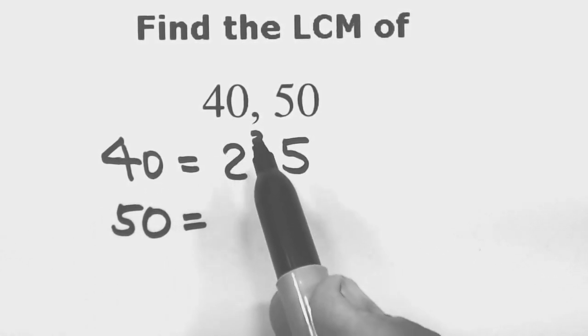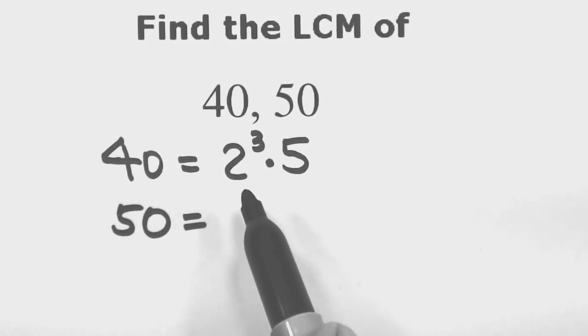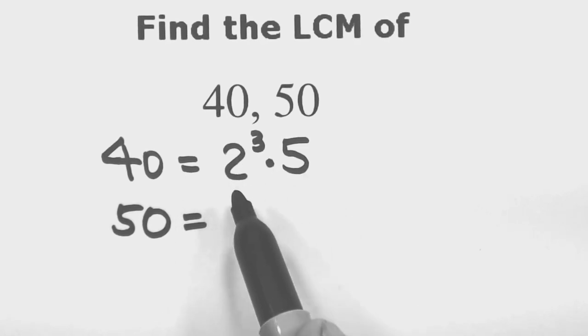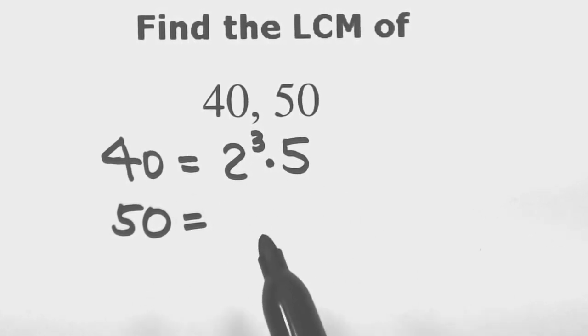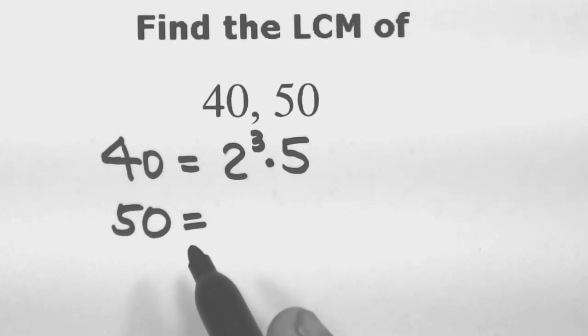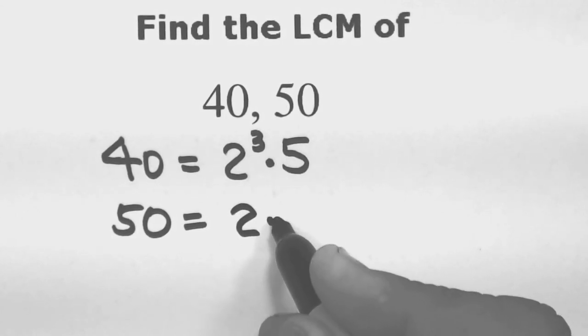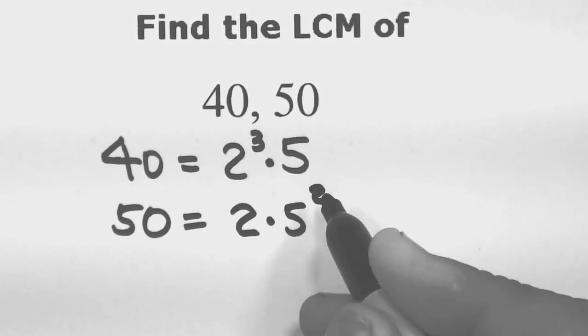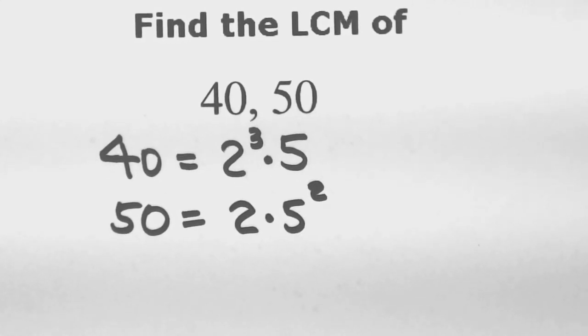But if I had a total of 3 2's here, 2 times 2 would be 4, times 2 would be 8, so 2 to the third is 8. 8 times 5 is 40, that's correct. Now 50, I think, is even easier because 50 is just 2 times 25, and 25, of course, is 5 squared. So the prime factorization of 50 is 2 times 5 squared. This would be 2 times 25, so we know it's correct.